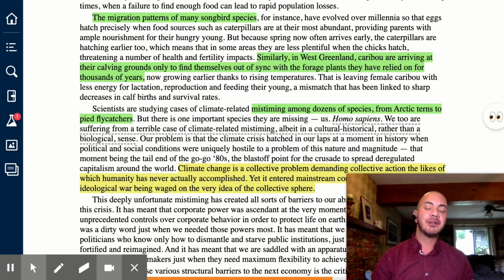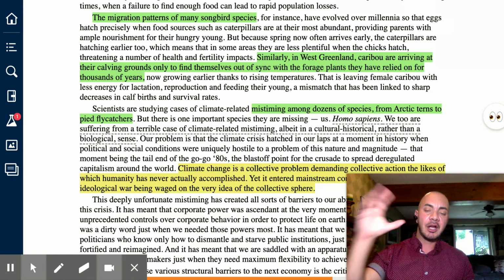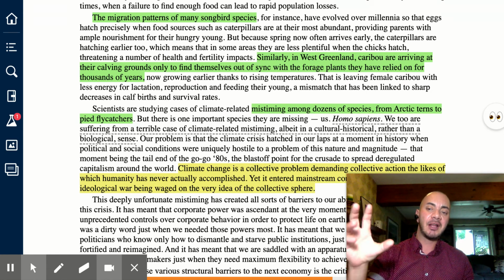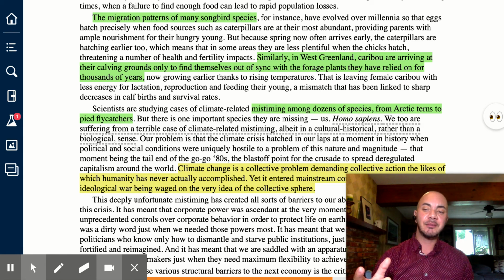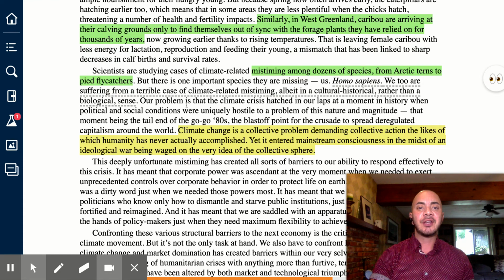But she tells something really interesting in this paragraph. She takes that concept of mistiming, a biological concept, and then she applies it to human beings. Let's read this paragraph and see what she does here. "Scientists are studying cases of climate-related mistiming among dozens of species, from Arctic terns to pied flycatchers. But there is one important species they are missing: us, Homo sapiens. We too are suffering from a terrible case of climate-related mistiming, albeit in a cultural, historical, rather than biological sense.